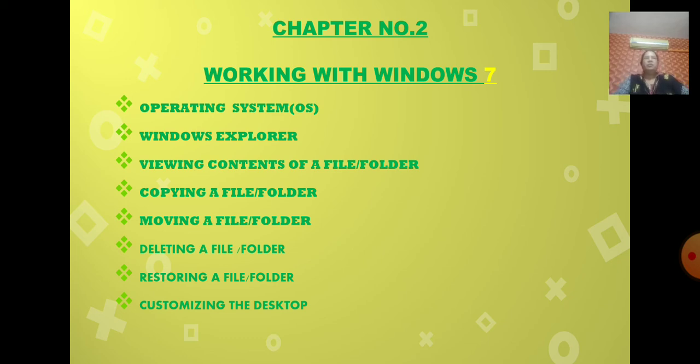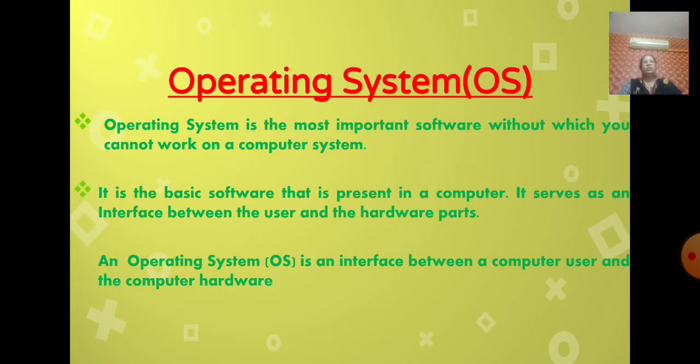Here we will now learn what an operating system is, Windows Explorer, how to view files and folders, how to copy files and folders, moving a file or folder, how to delete a folder, and how to restore the folder. So what do you mean by operating system? The operating system is the most important software, without which you cannot work on your computer system.